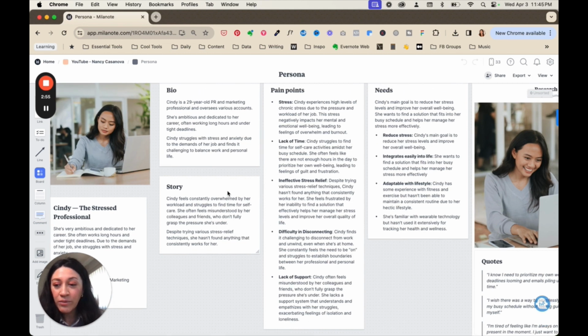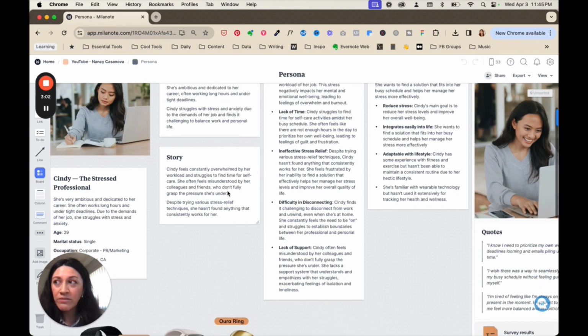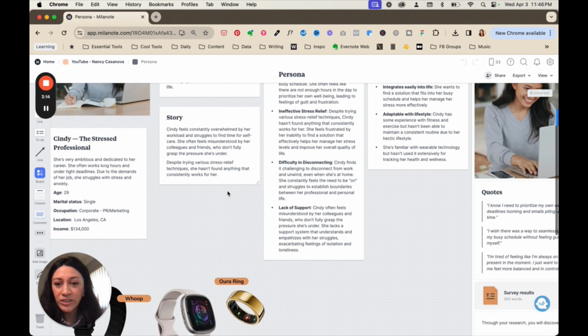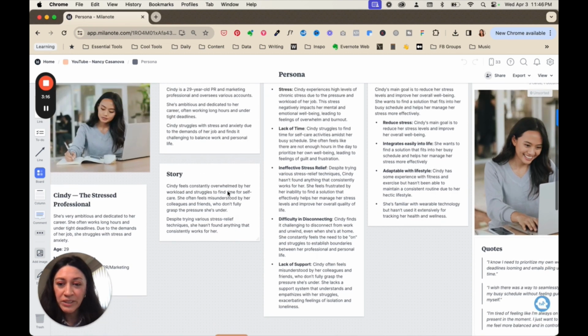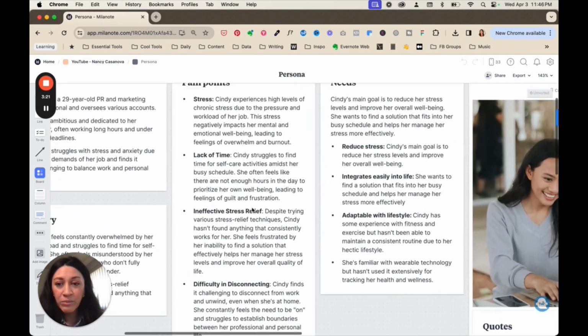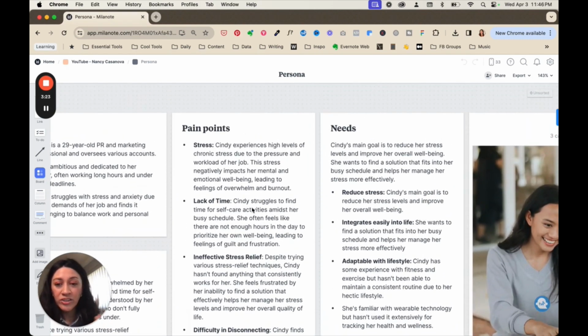Talking to her, she sounds like she's constantly overwhelmed by her workload. She wants to find time to do self-care, but she often feels misunderstood by her colleagues and friends who don't really understand all the pressure she's under. She's really trying to make an impact in her career. She tries a lot of stress relief techniques, but hasn't found anything that consistently works for her. And some of her pain points are that she has a lot of stress from her job, the workload.